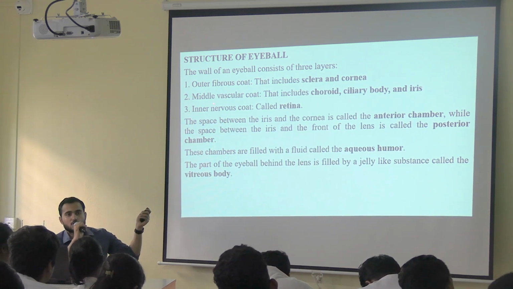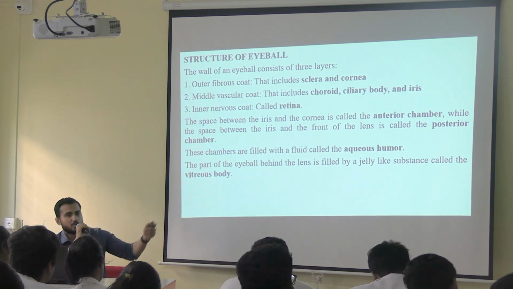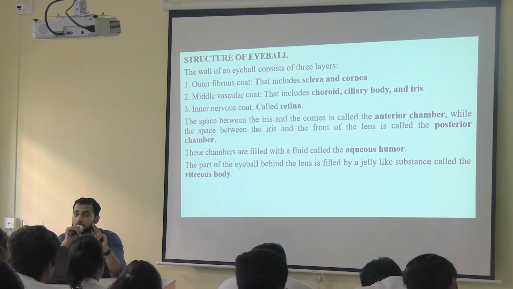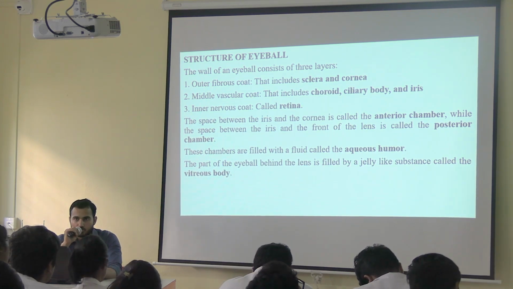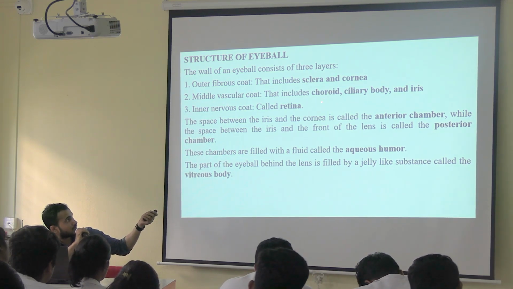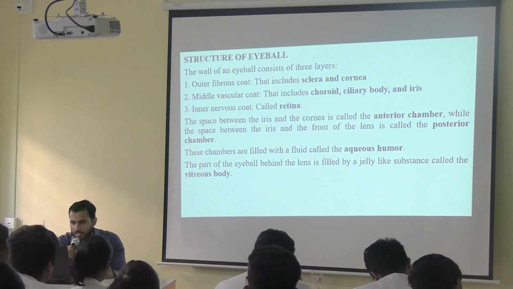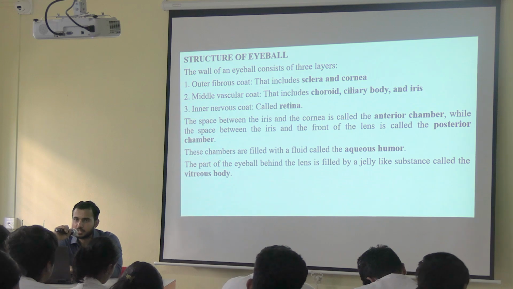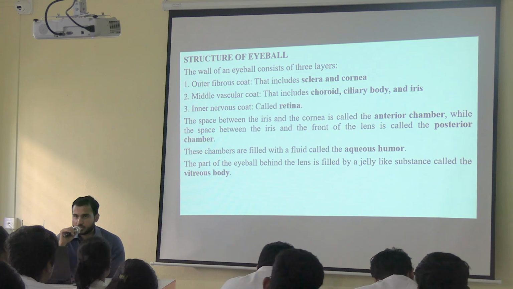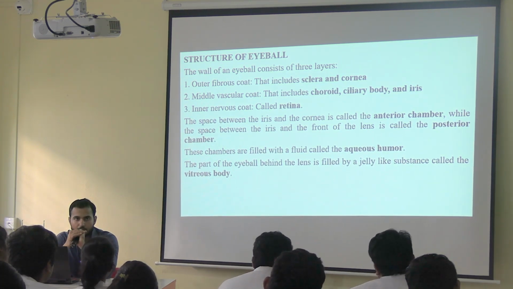Now the fibrous coat has two components. What are those two components? Sclera and cornea. I hope you have heard the names of this coat, sclera and cornea. These are the parts of the fibrous coat. Next you can see the vascular coat. In the vascular coat, three parts are there: choroid, ciliary body, and iris. These are the three parts of the vascular coat. And lastly, the inner nervous coat is made up of the retina. So we have to concentrate mainly on the layers of the eyeball, the microscopic structure.